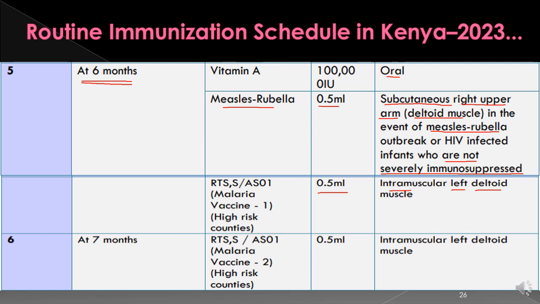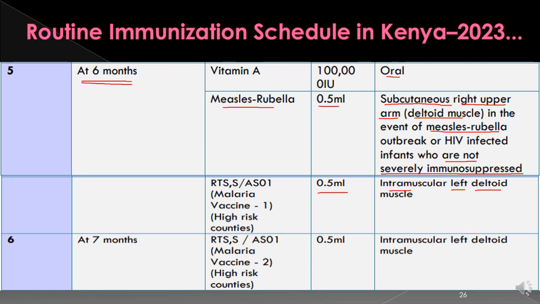Do not confuse. The measles rubella is subcutaneous, deltoid muscle of the right upper arm. The malaria vaccine, the same dose like measles vaccine, is on the left upper arm, intramuscularly. And it is not for all children, only those children who are residing in the high-risk malaria zone counties, which I want you to go and find out as your assignment.